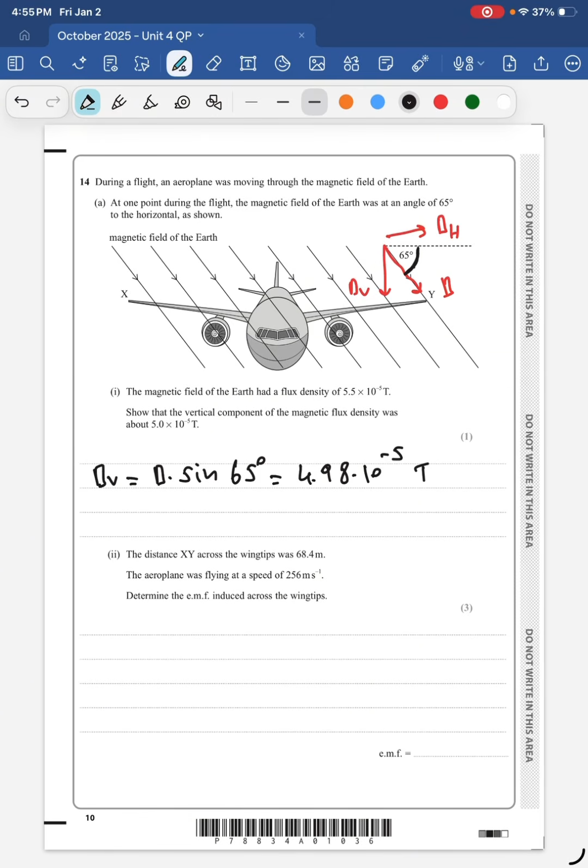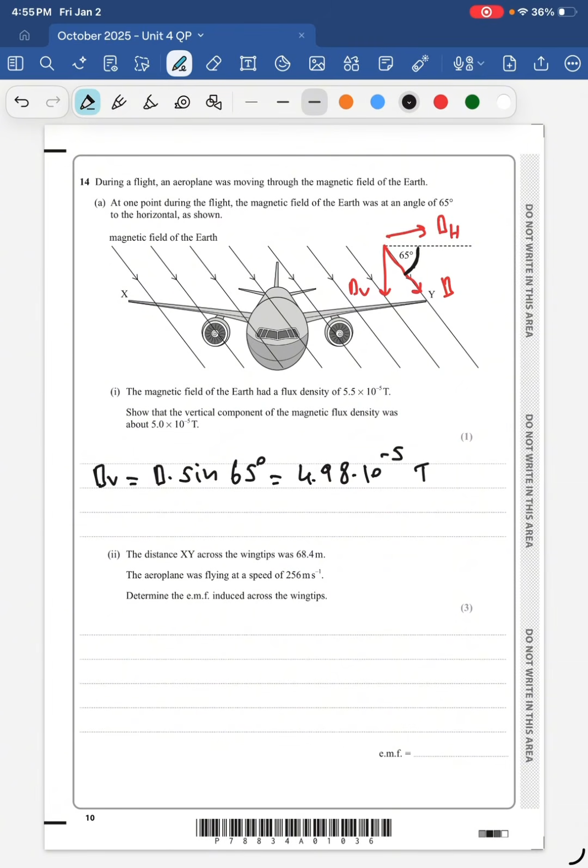Part 2. The distance XY across the wing tips was 68.4 meters. It's a large aeroplane. The aeroplane was flying at a speed of 256 meters per second. Determine the EMF induced across the wing tips.